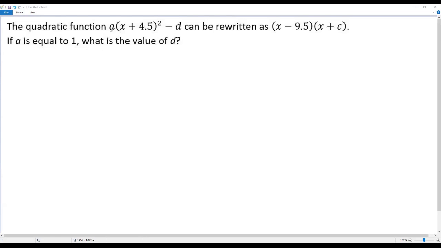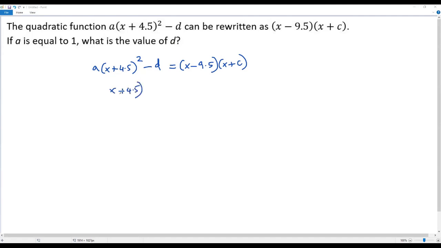The question clearly says the quadratic function over here and here, both of them are equal because this one can only be written in this form. So we can equate both the quadratic functions, that is a times (x + 4.5) the whole square minus d equals (x - 9.5) times (x + c). Our aim is to find the value of d, and there is also the information that a equals 1. When I plug in a equals 1, it becomes 1 times this stuff, the same thing, (x + 4.5) the whole square minus d.